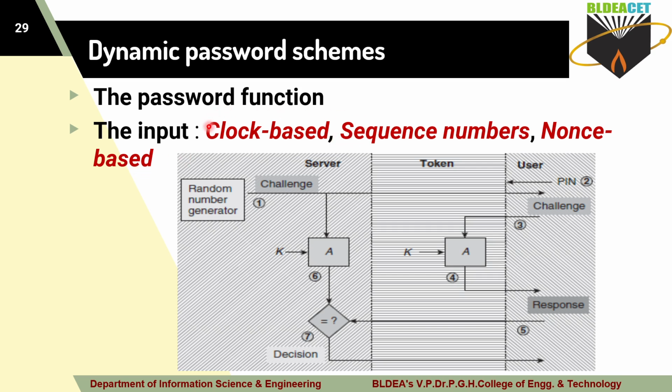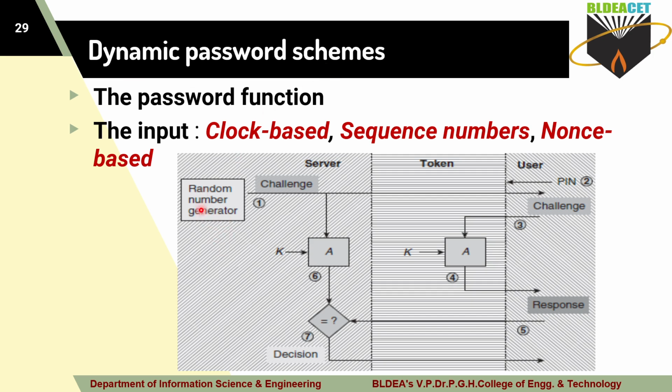As you know, in the clock based mechanism you are using a hardware clock device, in the sequence number mechanism you are using a sequence database, and in the nonce based mechanism you are using a pseudo random generator, and that pseudo random generator generates the random number. That one you are taking as a challenge. The challenge is generated and sent by the sender, and for that challenge you get the response from the receiver. That's why the nonce based mechanism can also be called a challenge response mechanism. Okay, so how does this dynamic password scheme work, let's see.